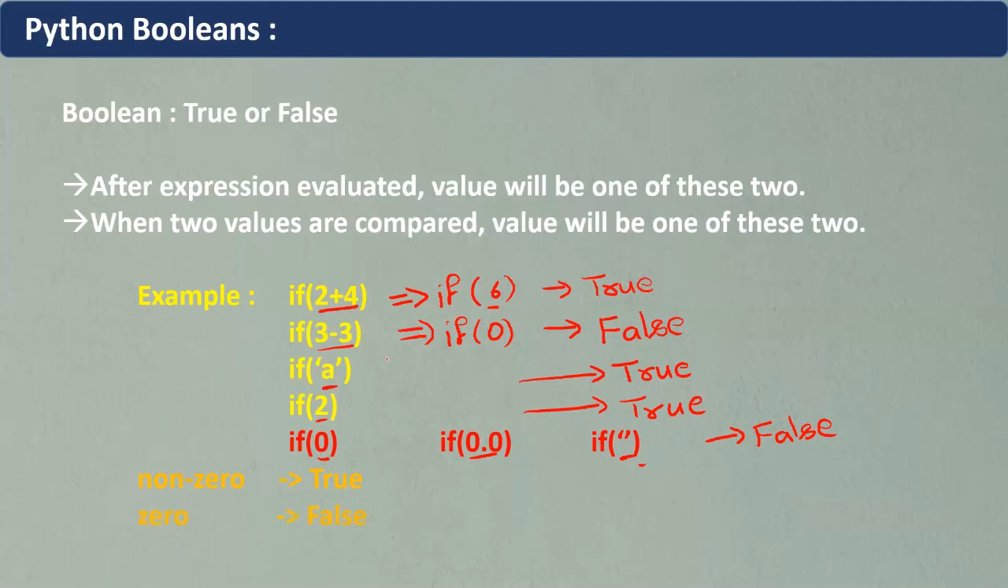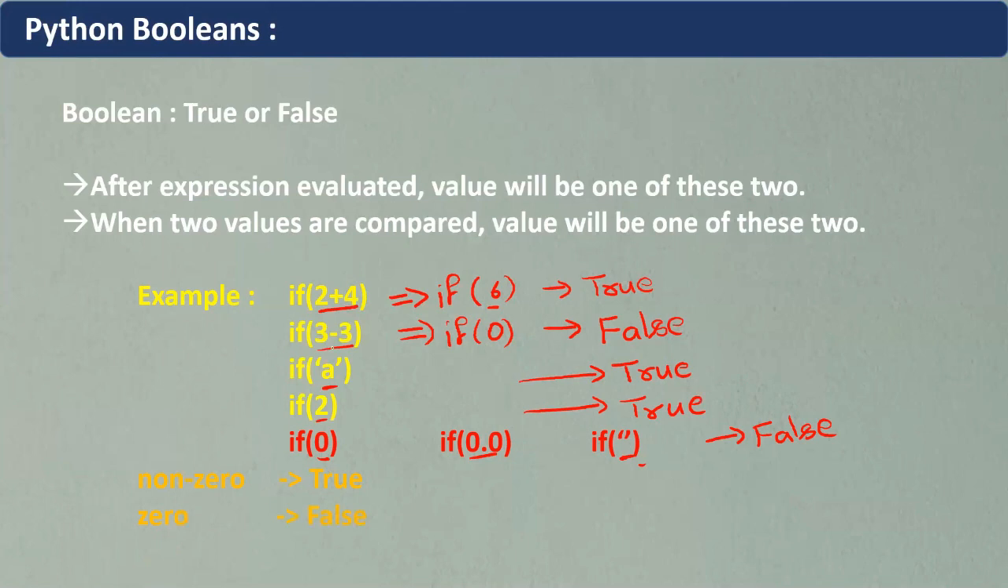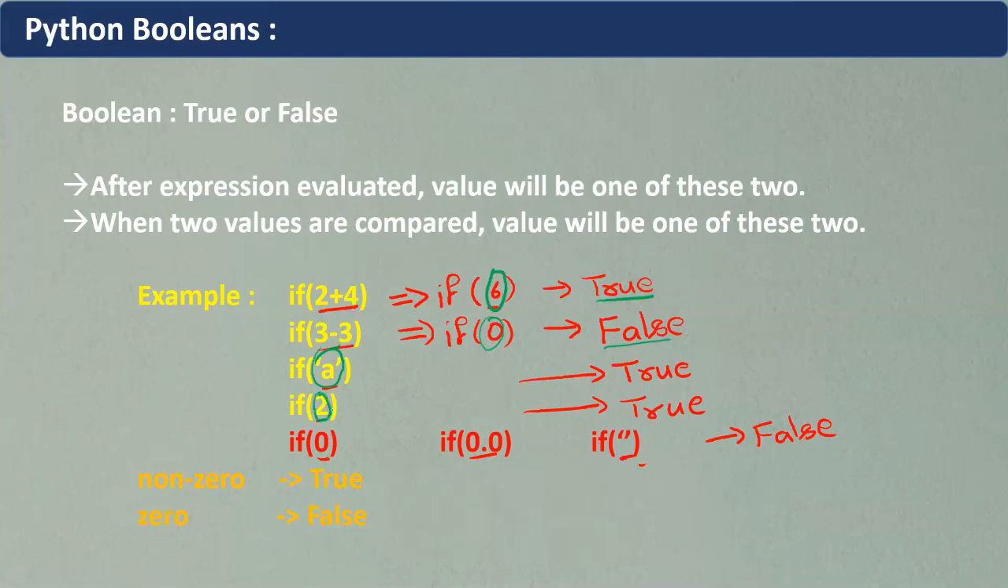In the condition part, what is our observation? 6 is non-zero, so the condition is true. Always, this is 0, that is why the condition is false. And A is non-zero. It has a Unicode or ASCII code, which is not 0. Because it is not 0, the condition is true. And here also 2. What is the meaning of 2? 2 is not 0, that means non-zero, so the condition is true.